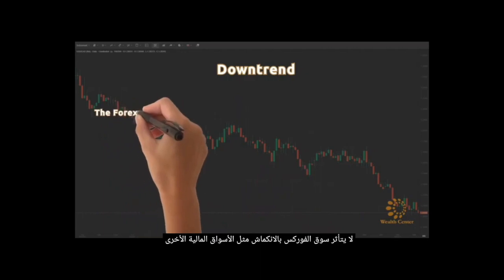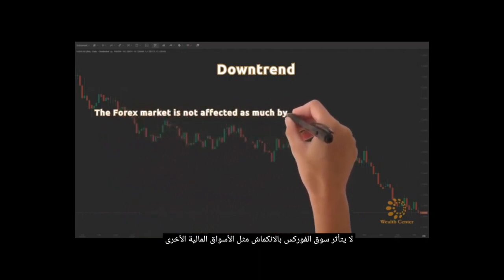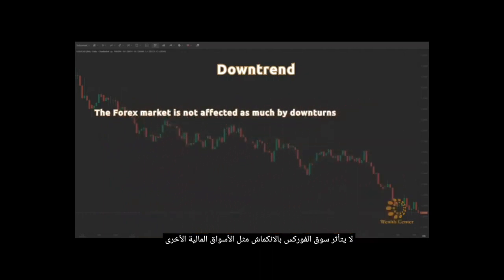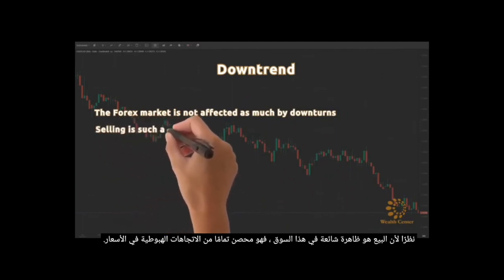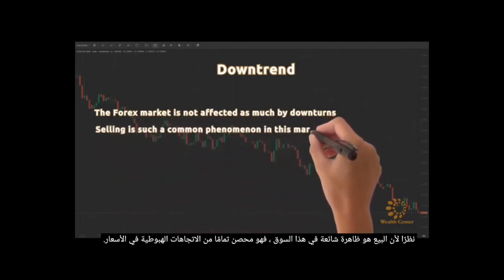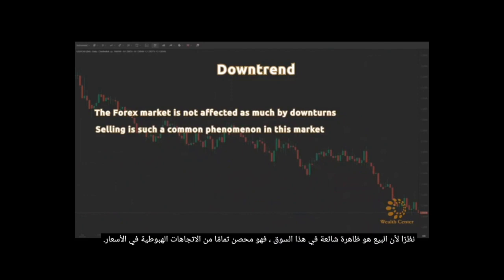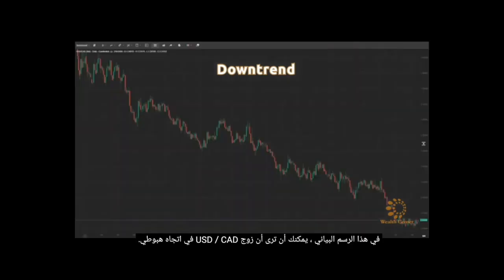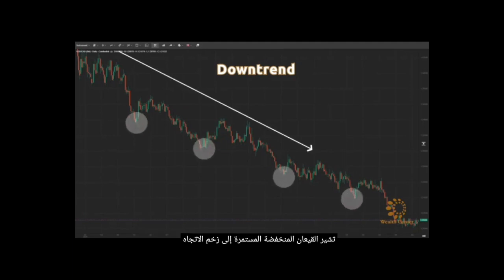The Forex market is not affected as much by downturns as other financial markets. As selling is such a common phenomenon in this market, it is fairly immune to downward trends in price. You trade one currency against another, which means something is always going up, even in times of financial or economic turmoil. On this chart, you can see that USD-CAD is in the downtrend. The continuous lower lows are indicating the momentum of the trend.